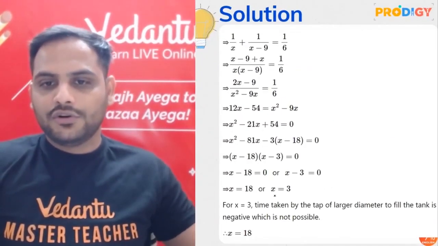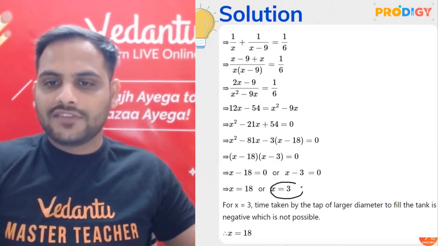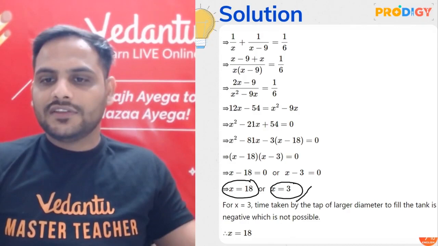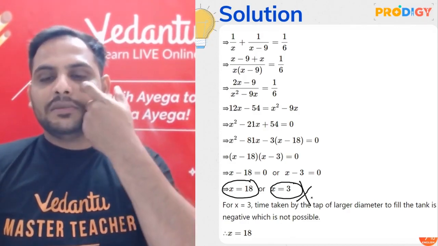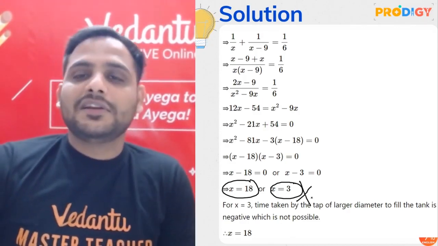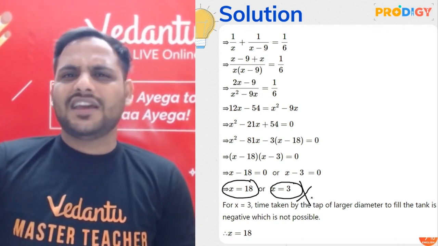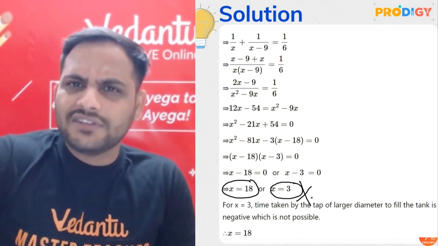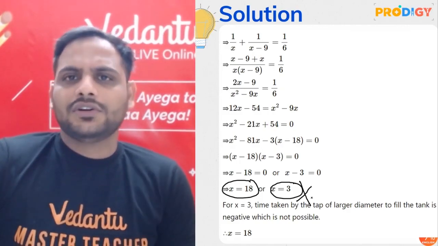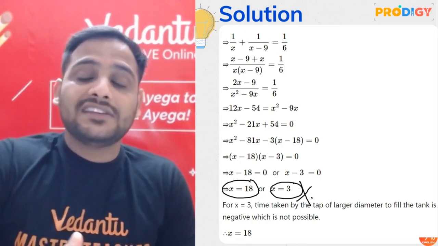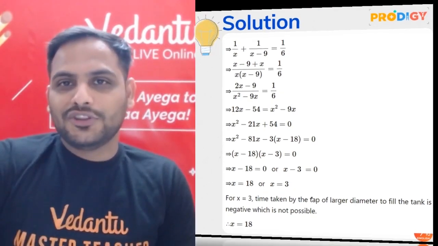Okay, so when you do the splitting with minus 18 and minus 3, now see, x equal to 3 and x equal to 18 can be the answer, but out of this, x equal to 3 will be rejected. Let me know why it will be rejected in the comment section. Why am I rejecting x equal to 3? Although x equal to 3 is a positive value, right? x equal to 3, the tap is taking 3 hours, positive value. Why am I rejecting x equal to 3? Do let me know in the comment section.